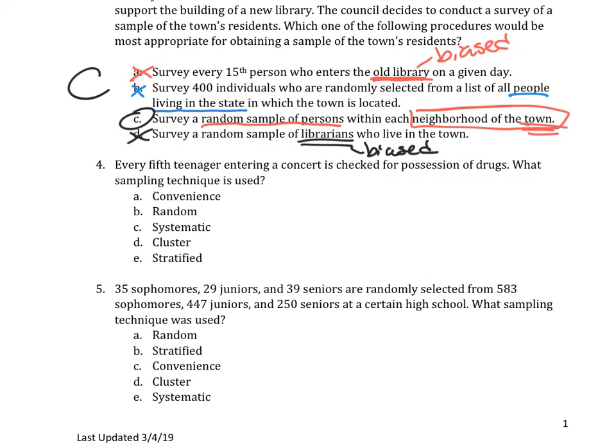Number 4, every 5th teenager entering a concert is checked for possession of drugs. What sampling technique is used? So here, every 5th, that is systematic. So C, whenever you're counting by a certain number every time.